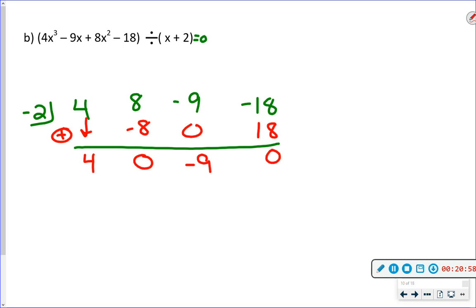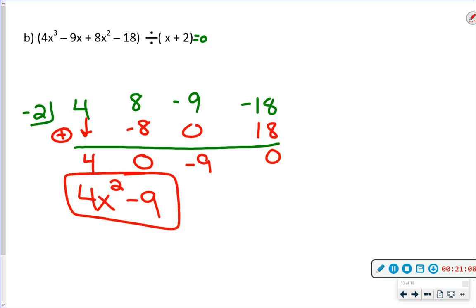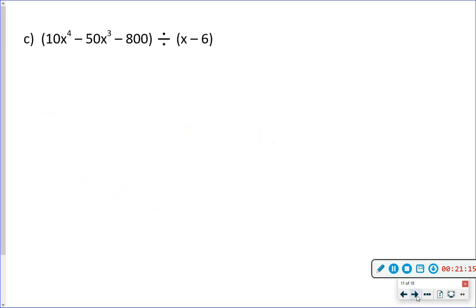Okay, final answer. This represents 4x squared. I'm not writing 0x minus 9. Got it. Any questions on that? Everybody loves synthetic because it's a whole lot easier. Now, let's do some with a few bigger numbers here. And notice, yes, our order is correct, but we're missing some terms.